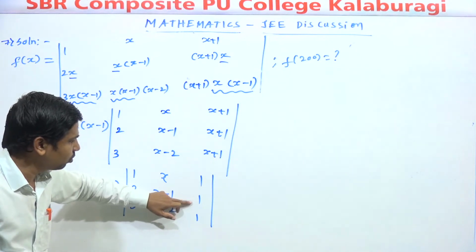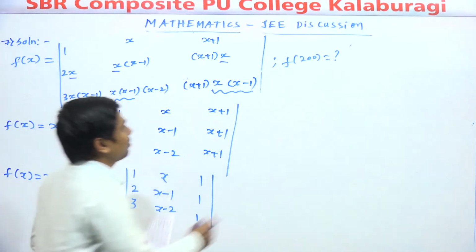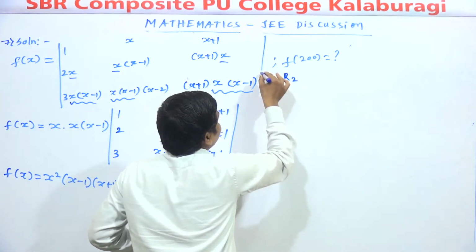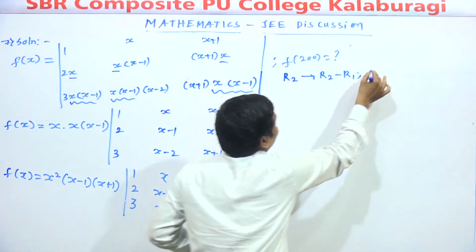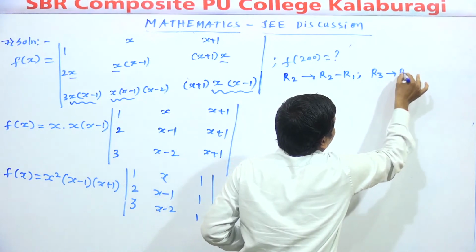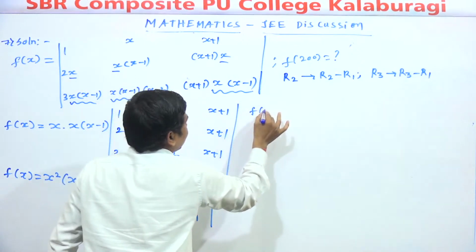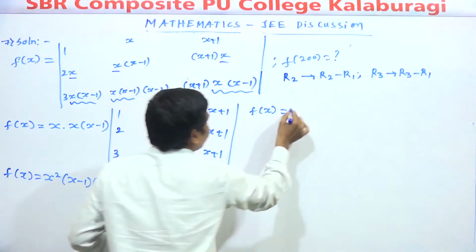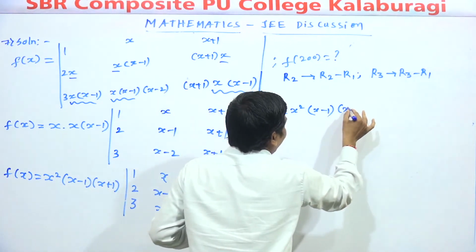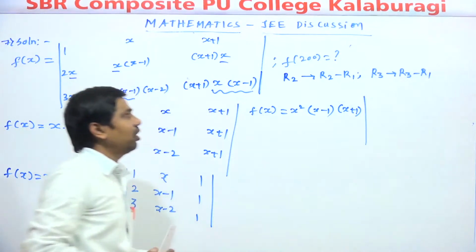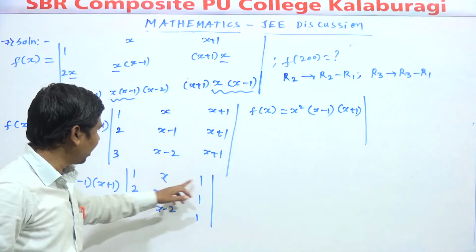This is your R2. R2 changes to R2 minus R1, and R3 changes to R3 minus R1. So let us apply that operation. This gives f of x equal to x square into x minus 1 into x plus 1. You are applying the operation on R2 and R3, not on R1. So let us keep R1 as it is: 1, x, 1.